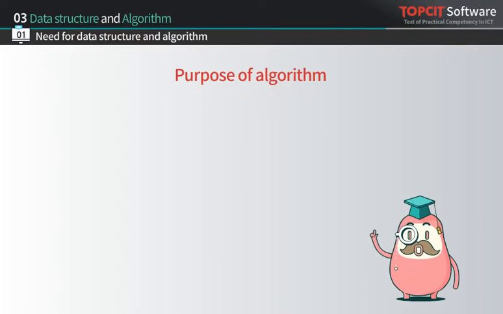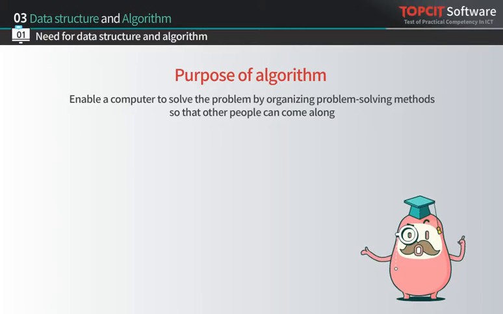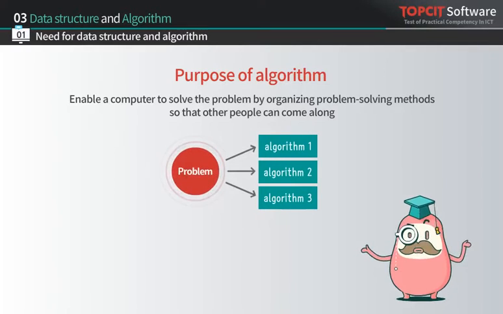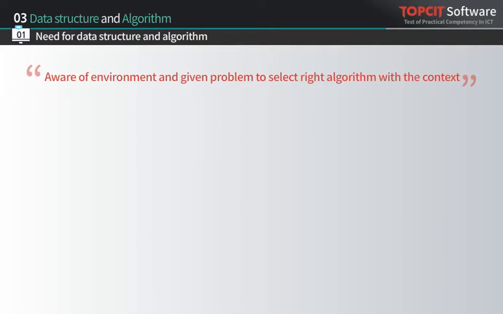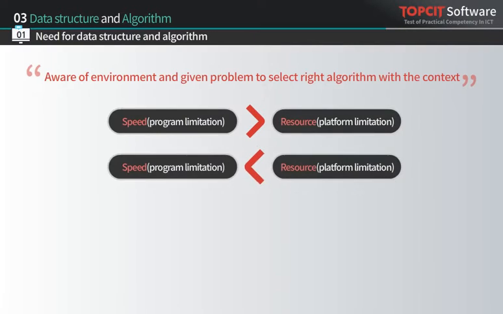The biggest goal of an algorithm is to help the computer solve problems and organize how to solve them so that other people can come along. Because there are several algorithms to solve a problem, it is very important to use the right algorithm, understanding the underlying context. So we should be familiar with the given problem and environment first. For example, there are environments where speed is more important than resource, and others where resource is more important than speed, as in embedded software development. We should first be aware of this specific environmental context to select the right algorithm.